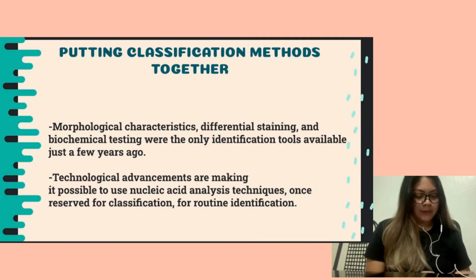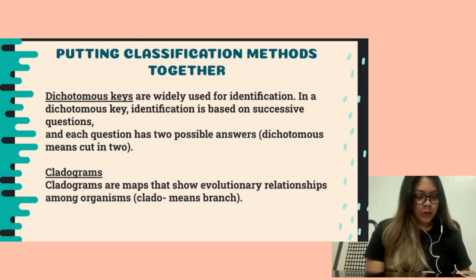Next is putting classification methods together. Morphological characteristics, differential staining, and biochemical testing were the only identification tools available just a few years ago. Technological advancements are making it possible to use nucleic acid analysis techniques once reserved for classification for routine identification. Dichotomous keys are widely used for identification. In the dichotomous key, identification is based on successive questions, and each question has two possible answers. Dichotomous means cut in two.